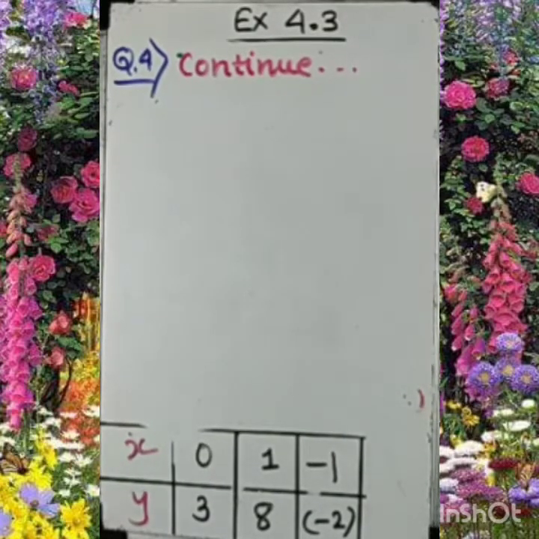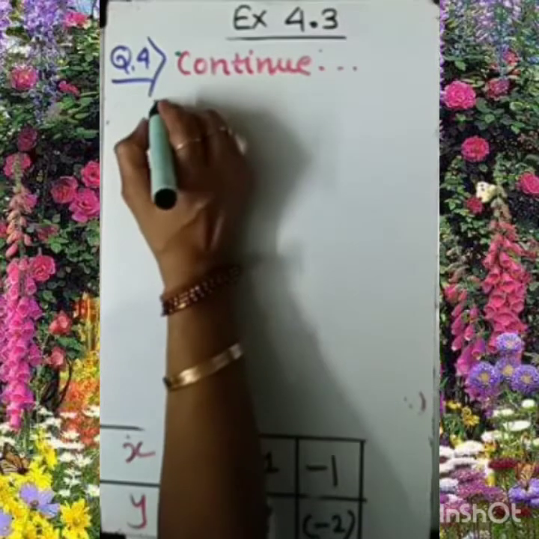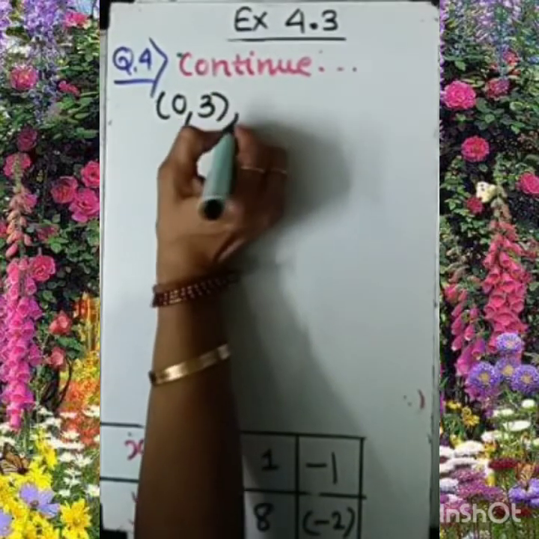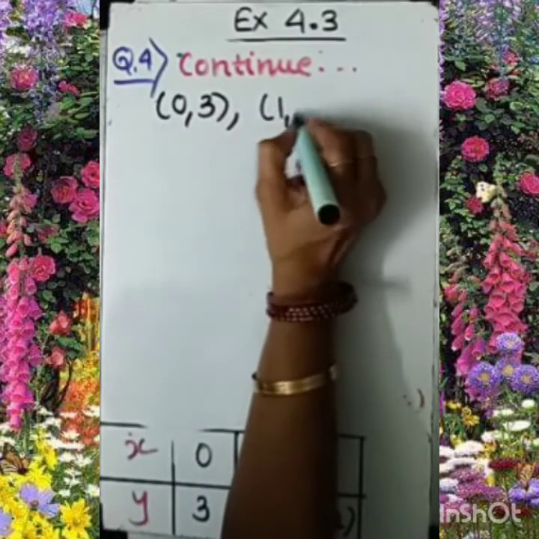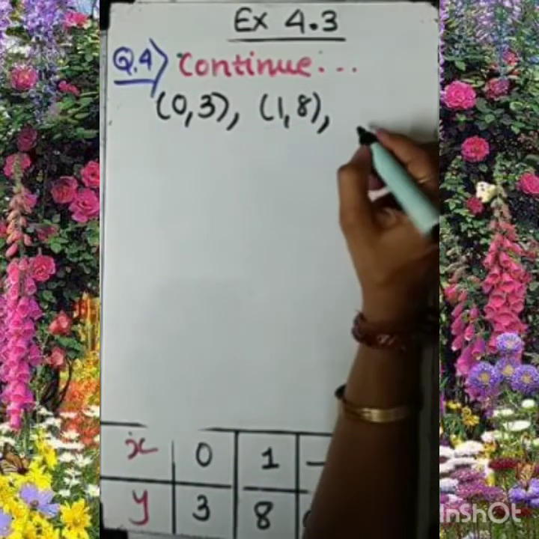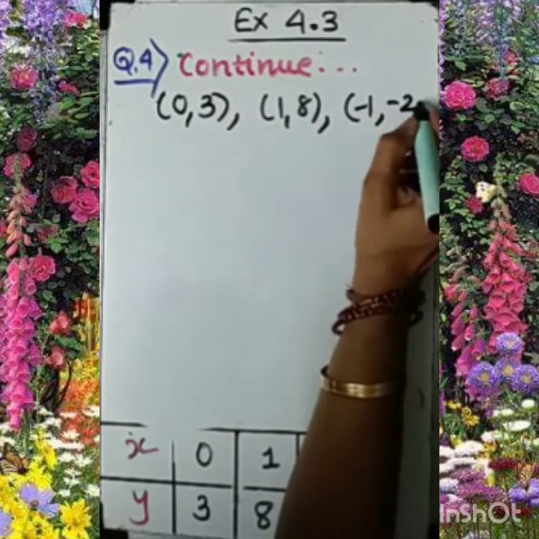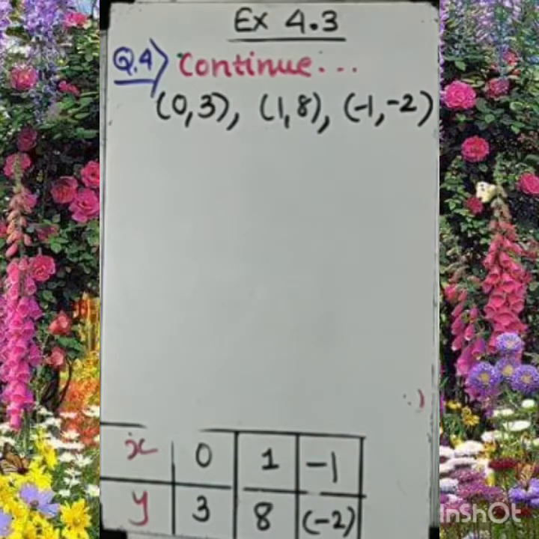So my dear student, now question 4 is in continuation. What we have to do in that, we need to locate this point on a graph paper. For that, which coordinates? 0, 3, then 1, 8, and another is minus 1, minus 2. Okay, these 3 points we need to draw on a graph paper. Now let's decide on where it will be located.